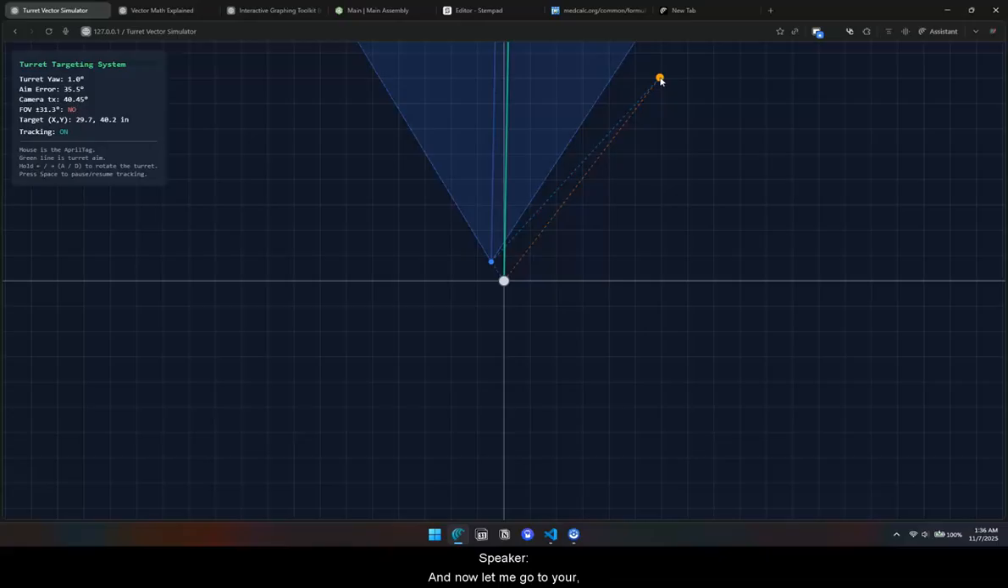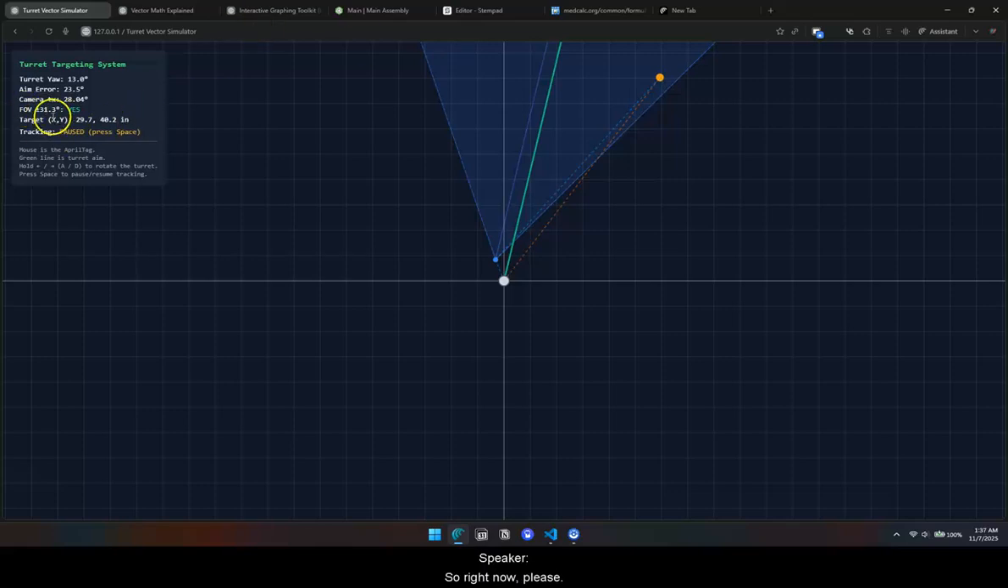And now let me go to your right side. I'm not in the range. Okay, now I'm in the range. Let me pause it here. So right now, POV, yes. And my turret angle is 13 degrees. My aim error is 23.5 degrees.